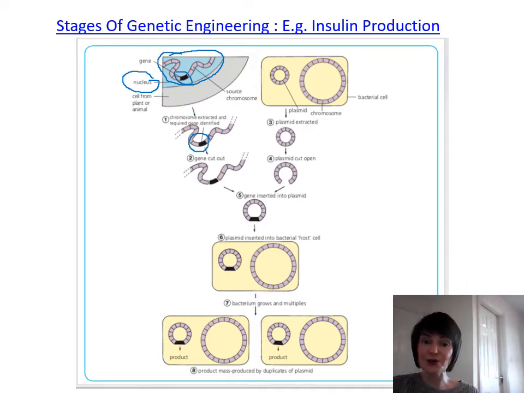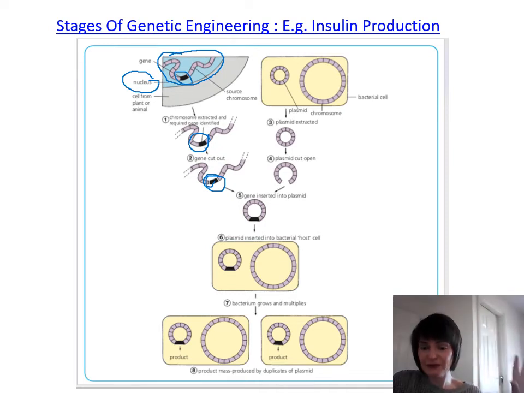and what we need to do is cut that gene out. So we're going to cut this gene out using our biological scissors. And those biological scissors are called enzymes. So to cut this insulin gene out, so this bit here, we need special enzymes.